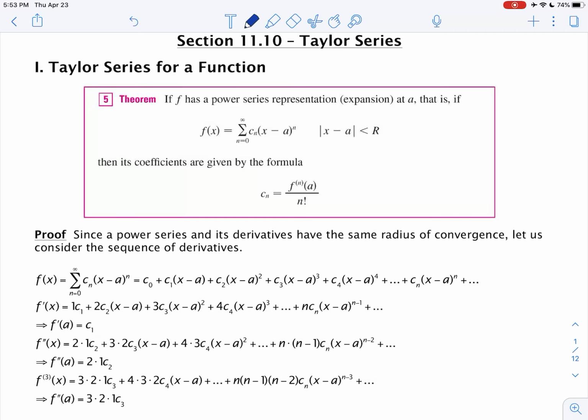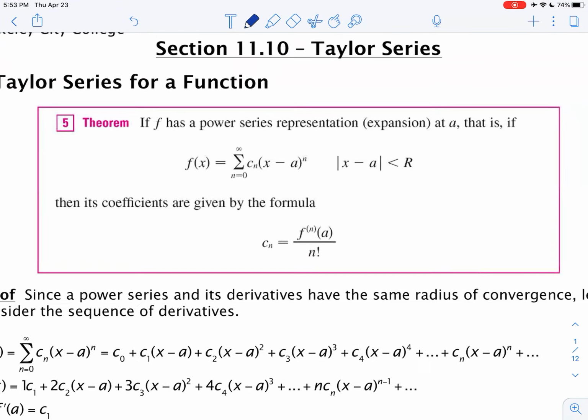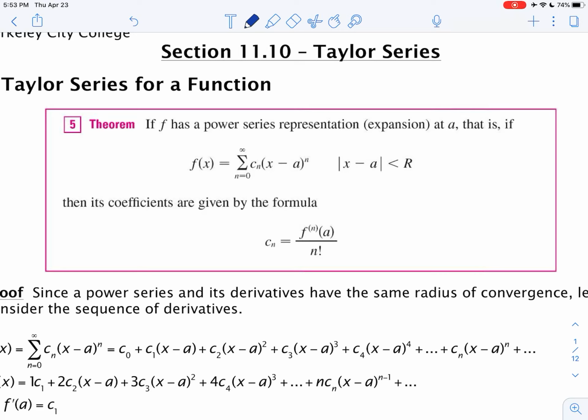But let's just look at the more general power series, which is the infinite sum from n equals 0 to infinity of c sub n times (x minus a) to the n, and we would have a radius of convergence R on that. So let's take a look at this theorem, and what does it say?